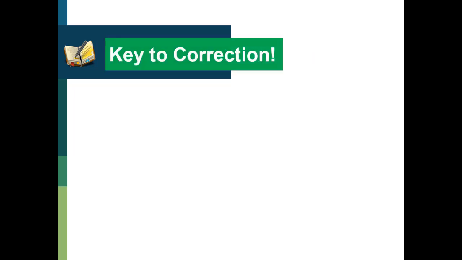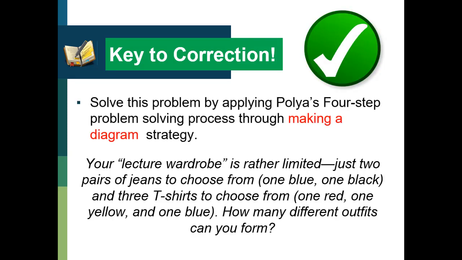So here's now your key to correction. How many possible outfits can you have? 6 outfits. See? It's very easy, right? If you know how to solve the problem using making a diagram and with the use of Polya's 4-step problem-solving process.